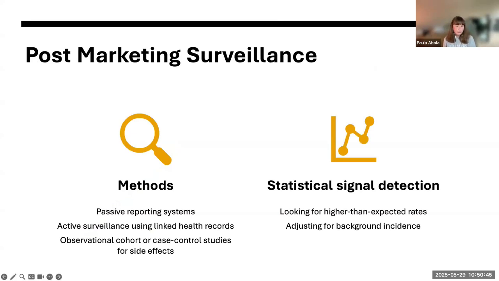And after approval, monitoring still continues. So as I said, we have the phase 4 of clinical trials, even though this is already when the certain vaccine or drug is on the market. And here we have certain methods. Firstly, we have passive reporting systems. For example, we have a vaccine adverse event reporting system in the United States. Then we have active surveillance using linked health records to track outcomes. We have observational, cohort, or case control studies for new or rare side effects.